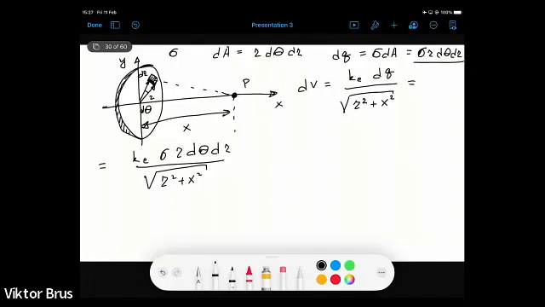So we have finished with the definition of a small element, like a small potential, which is created by a single small surface area. Now, in order to get the total electric potential at point P, we need to consider all contributions from every small element of this charged disk. So we need to integrate, as we mentioned on the previous slide, all over the surface of this disk.